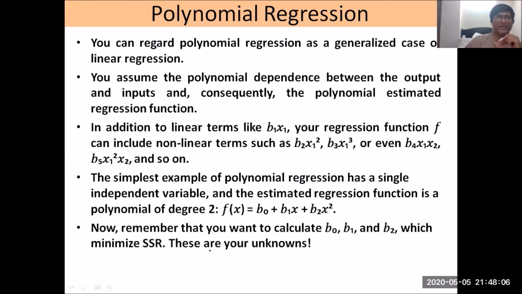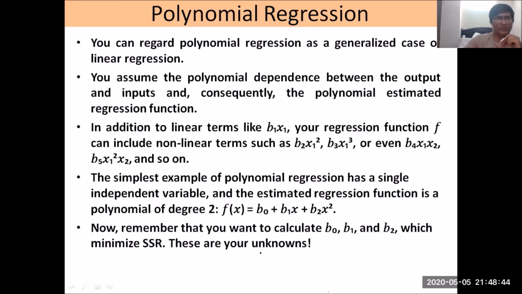In addition to the linear terms like b1 x1, the regression for this model would also include terms with more than one degree. For example, we can have terms like b2 x1 square, b3 x1 cube, and so on, right? The simplest model of polynomial degree 2 would be, say, f(x) equals b0 plus b1 x plus b2 x square, right? This is a very simple model of degree 2, and the more the degree increases, the more we can elaborate this equation.